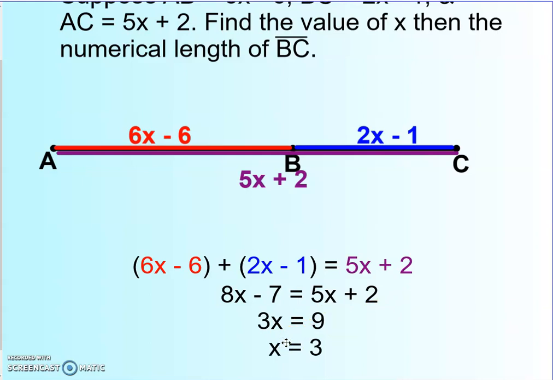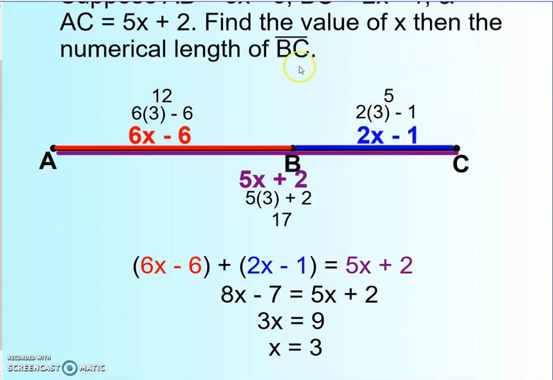Once you have x equals 3, you can take this value and plug it back into your equation. So now that we know x is 3, segment AC becomes 5 times 3 plus 2, which is 17. Segment AB becomes 6 times 3, remember x is 3, minus 6, which is 12. And finally, segment BC becomes 2 times 3 minus 1, which is 5.